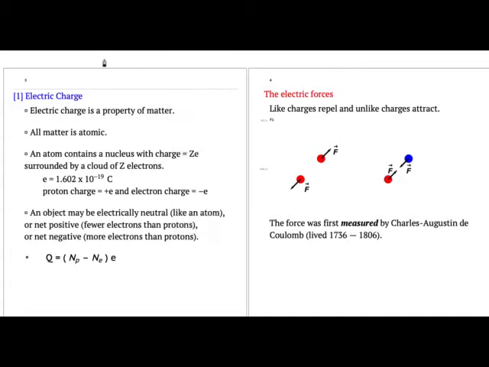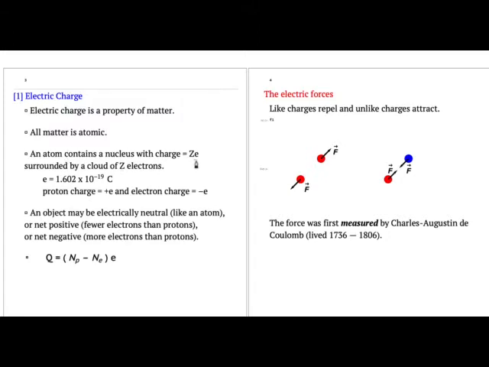What is electric charge? Well, electric charge is a property of matter. All matter is atomic, and any atom contains a nucleus with a positive charge equal to Z times e, where Z is the atomic number, and e is a universal constant, surrounded by a cloud of electrons, Z electrons, where Z is the atomic number.